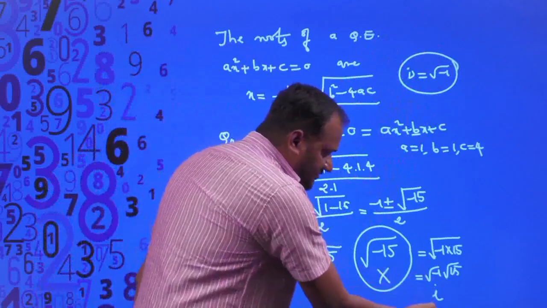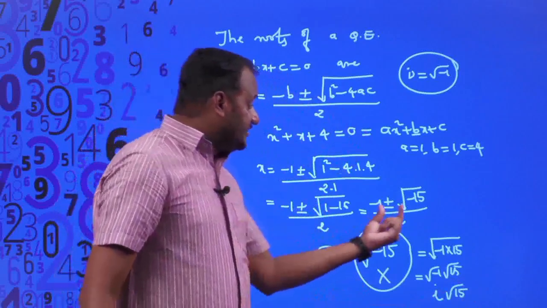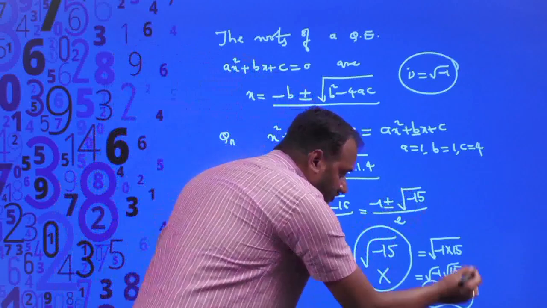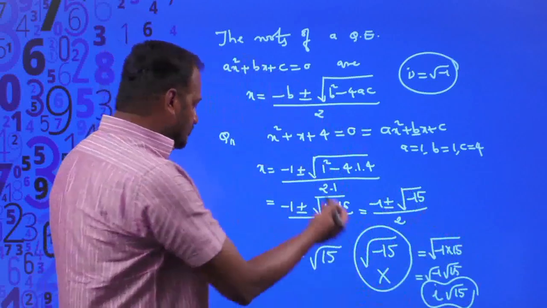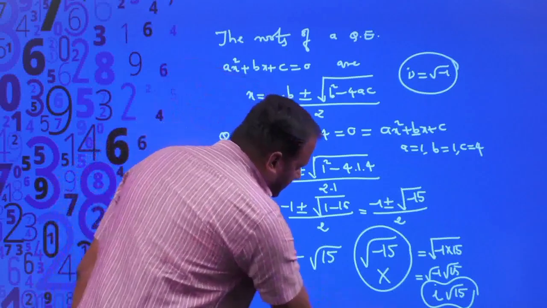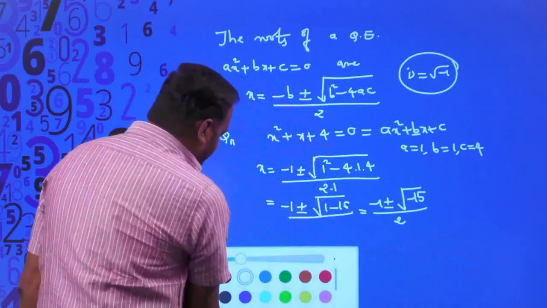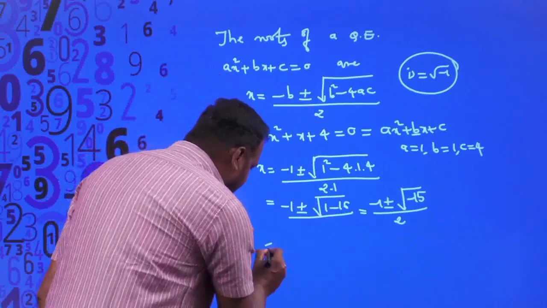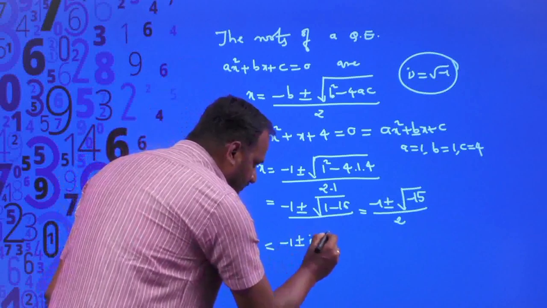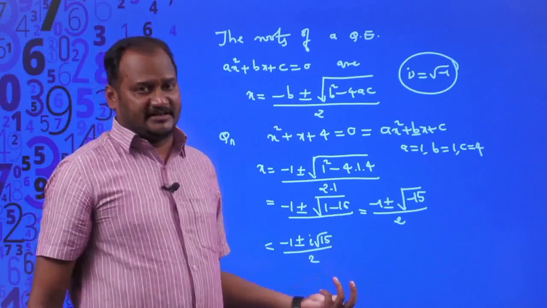So root over negative 1 is equal to i and root 15 is root 15 only. So finally, what is the value of this root over negative 15? Root over negative 15 is equal to i into root over 15, right. So if you write those values in the place of root over negative 15, then the value of this quadratic formula and the quadratic roots will become negative 1 plus or minus i into root over 15 divided by 2, right.